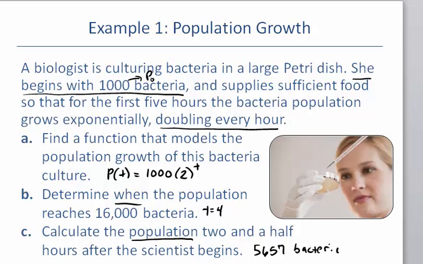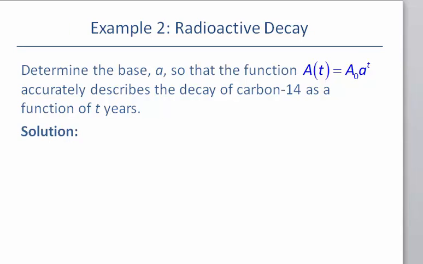And so that completes our first example. Example 2, we'll look at an exponential decay problem. Determine the base a so that the function A of t is equal to A sub 0 times a to the t power accurately describes the decay of carbon-14 as a function of t years.